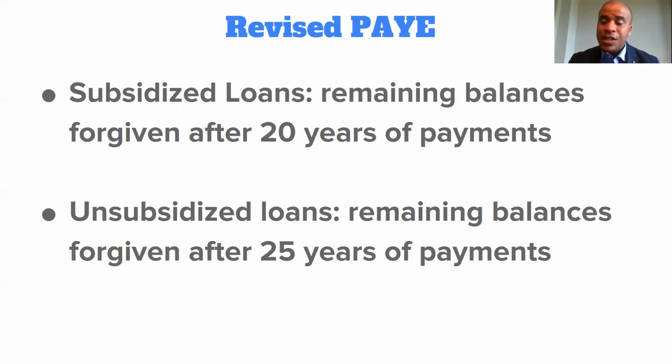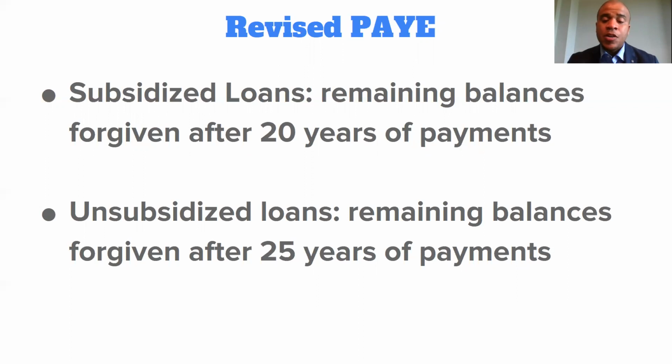Under REPAYE, for subsidized loans, you only have to pay them for 20 years. I say only in jest. But after 20 years of payments, if you have any remaining balances, that amount will be forgiven. You'll have to pay taxes on that amount as if you earned it in the year that it was forgiven. But subsidized loans, after 20 years of payments, you no longer have that responsibility.